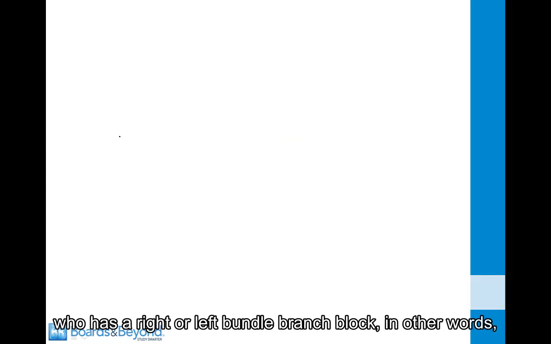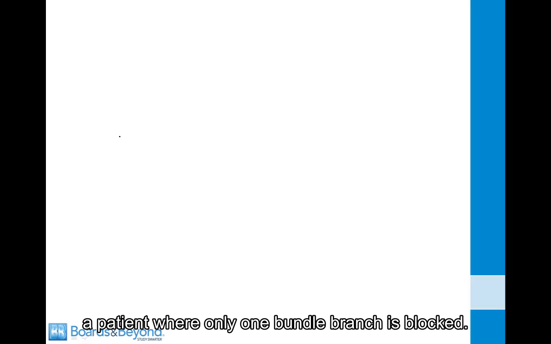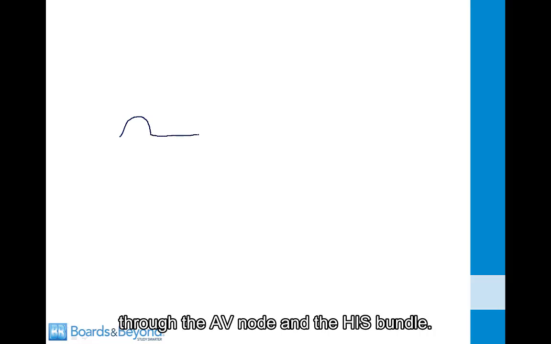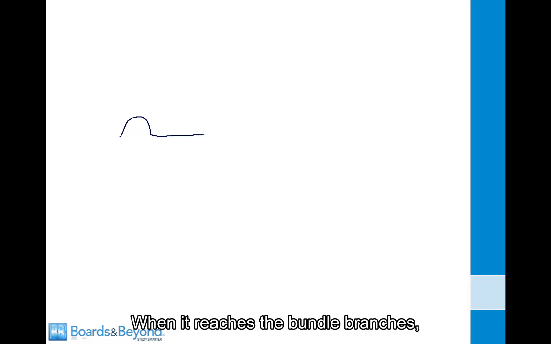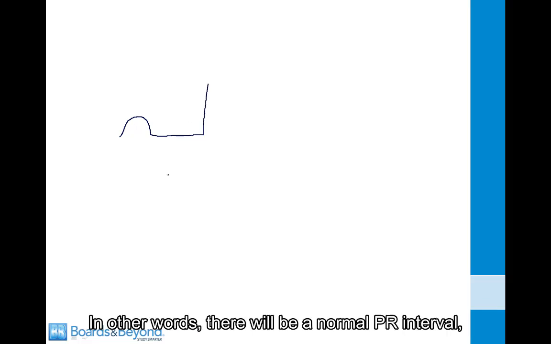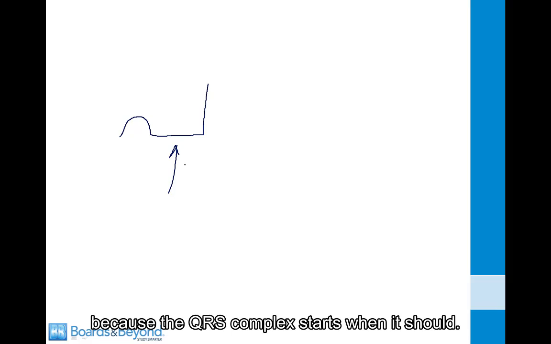To understand this, let's imagine that the SA node depolarizes in the heart of a patient who has a right or left bundle branch block. In other words, a patient where only one bundle branch is blocked. What will happen is that the atria will depolarize, creating a P wave, and then electrical activity will move through the AV node and the His bundle. When it reaches the bundle branches, one of the bundle branches is blocked, but the other one is not. This means that the QRS complex will begin on time. In other words, there will be a normal PR interval because the QRS complex starts when it should.